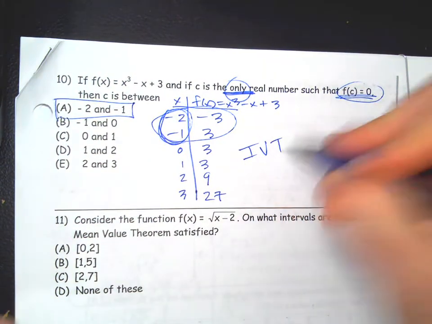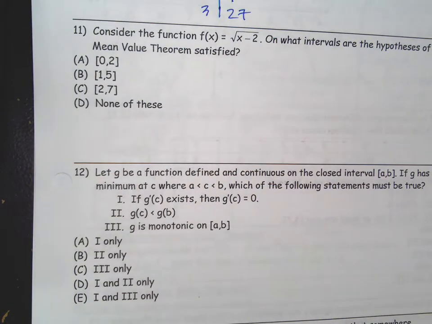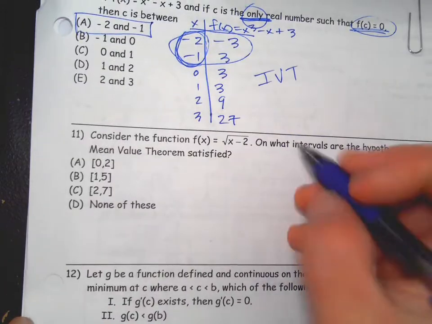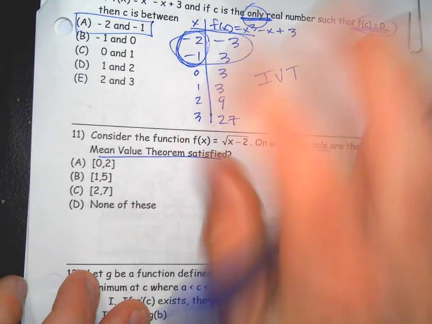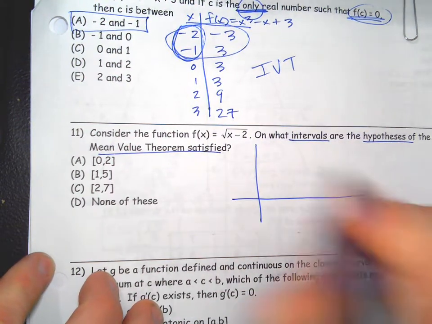IVT, intermediate value theorem, is what I was doing there. 11, consider the function. At what intervals are the hypotheses of the mean value theorem satisfied? On what intervals is the hypothesis satisfied? Where can we use the mean value theorem? I'm not even asked to do it, but where could we do it?